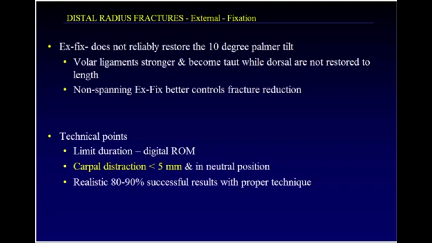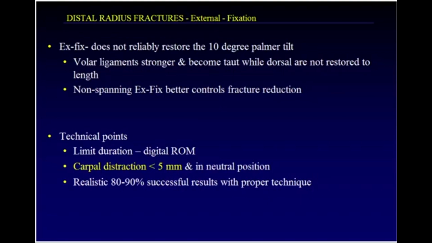And the problem is that the volar ligaments are stronger and become taut, while the dorsal ligaments are not restored to adequate length. Non-spanning external fixator can give you better control and better fracture reduction, but of course that relies on you having a large intact segment of the distal radius to work with in order to avoid having to span across the wrist. Technical points for external fixation: you want to really limit the duration.